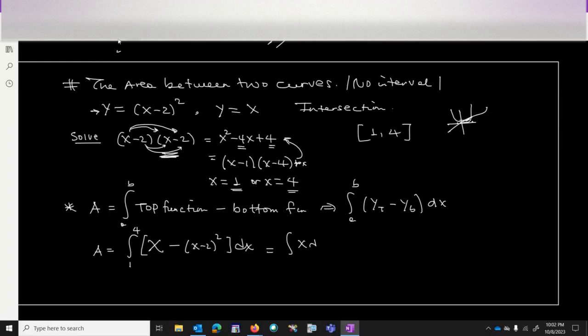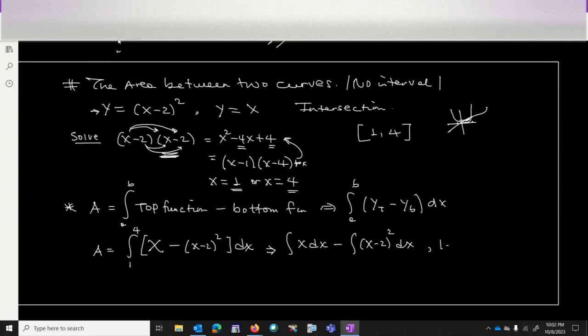x times dx minus the integral of (x minus 2) squared dx, okay? The left one is easy, all right? But the right one, I have to do something.